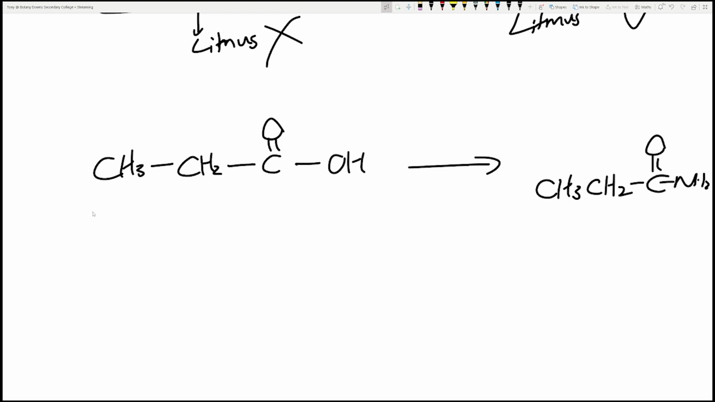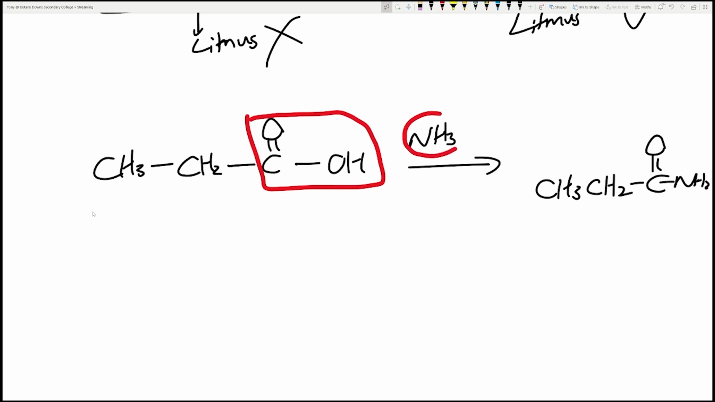So if I want to make propanamide, the thing that I need to do, NH2. The thing I need to do is I need to use NH3, because one of the things that we don't really ask in exam, but you can see that this is acidic. Ammonia in this case is alkaline. So this is acidic, this is alkaline.